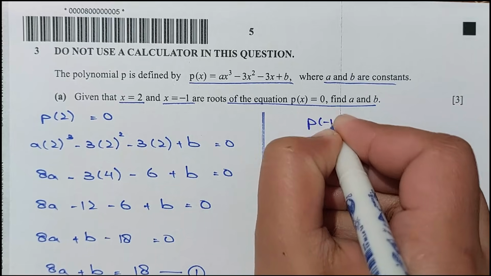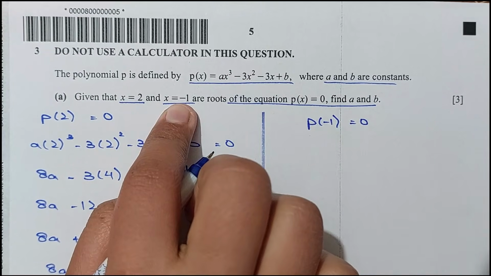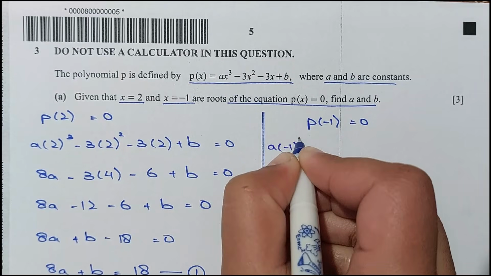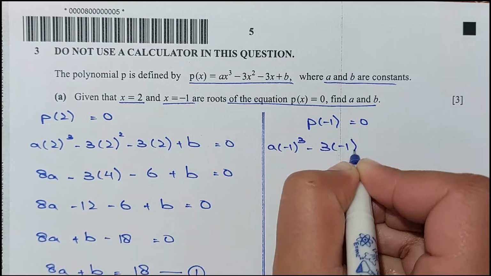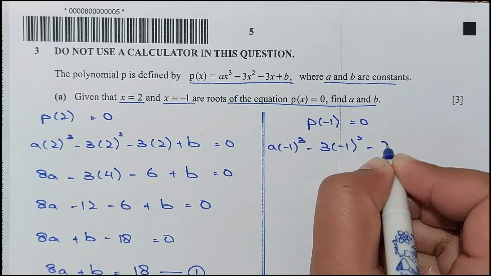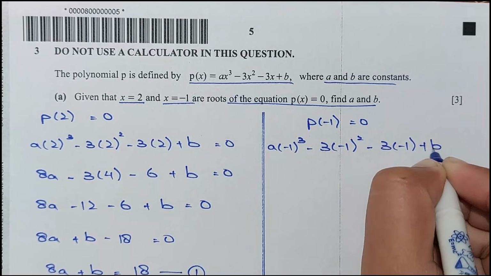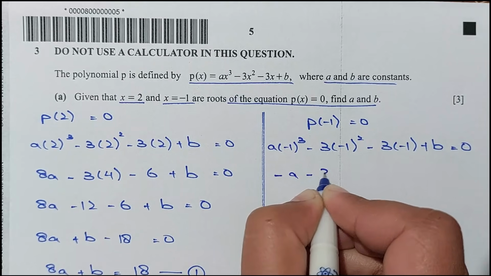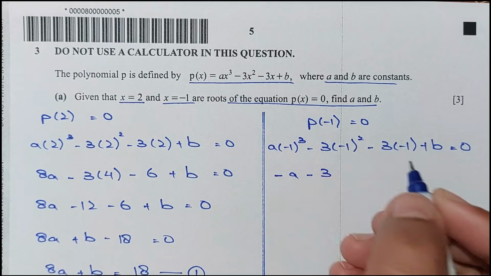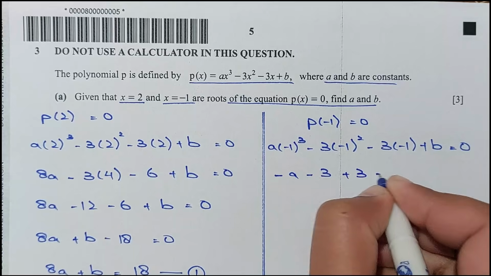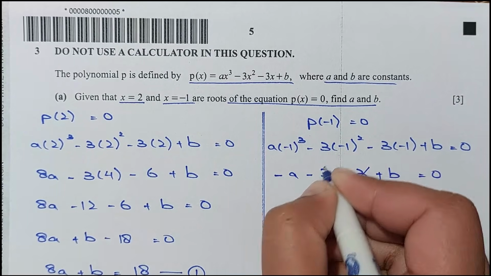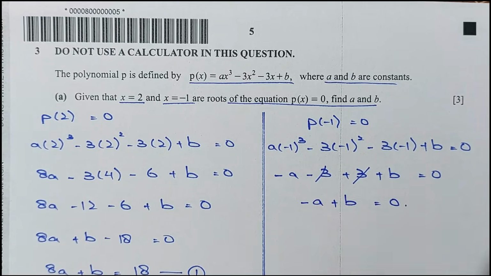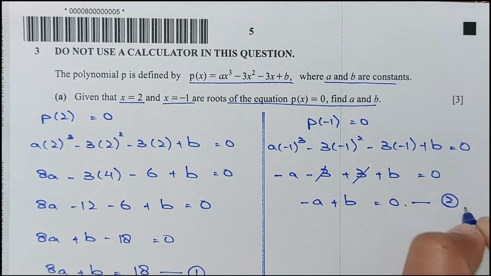Now p of negative 1 equals to 0 because minus 1 is also the root over here. So just simplify. So a and negative 1 cube minus 3 negative 1 square minus 3 into negative 1 plus b equals to 0. So this is minus a minus 3 because minus 1 square is just 1, plus 3 plus b equals to 0. So positive 3 and negative 3 are cancelled out. We can say minus a plus b is equal to 0. That is my second equation.